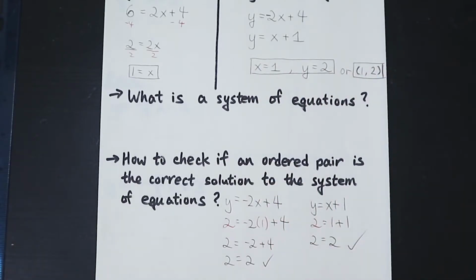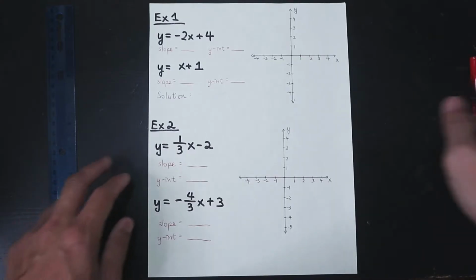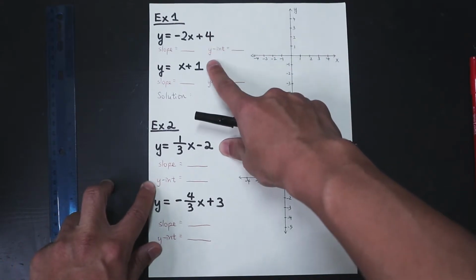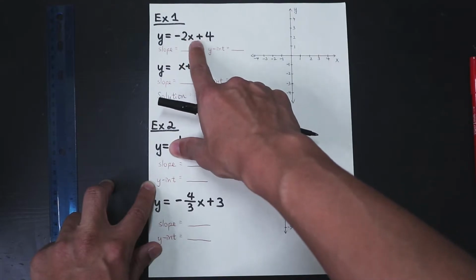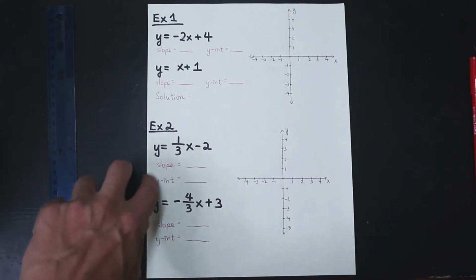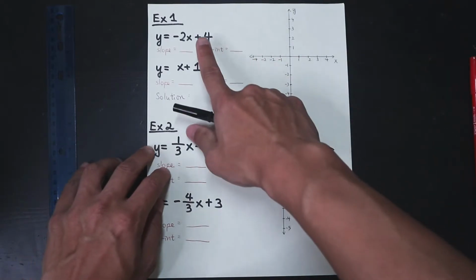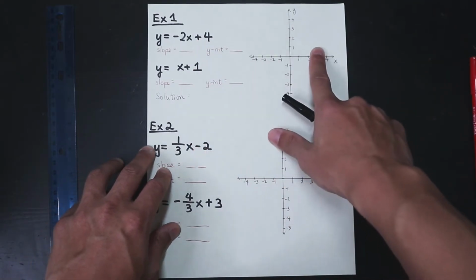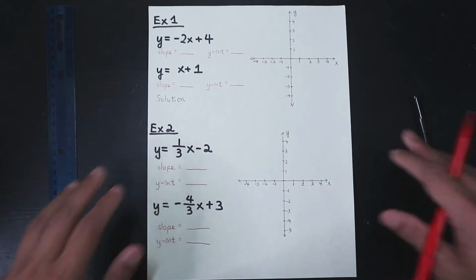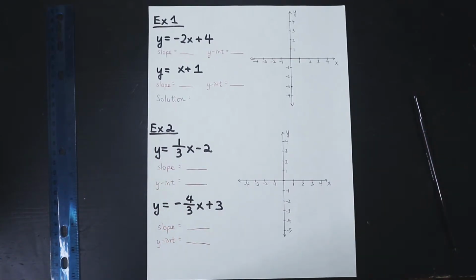In example 1, we are going to take a look at how you find the answers to these two equations, y equals negative 2x plus 4 and y equals x plus 1. Since the title of this lesson is all about graphing, we're going to graph these two lines on the coordinate plane. This is a very good review on how to plot things in slope-intercept form.